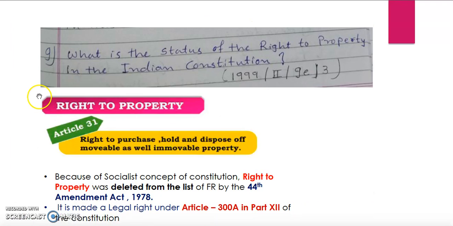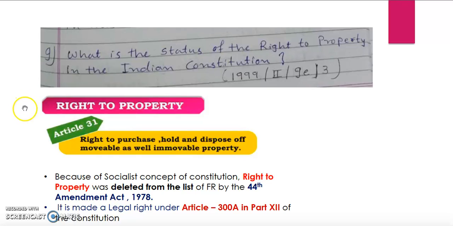Now let's start with the discussion. In the last lecture, lecture number 5, we completed our discussion till question number 8. Now we'll start discussing from question number 9. This question states: what is the status of right to property in the Indian Constitution? It was asked in the year 1999, paper 2, question number 9, sub question E, for just 3 marks.